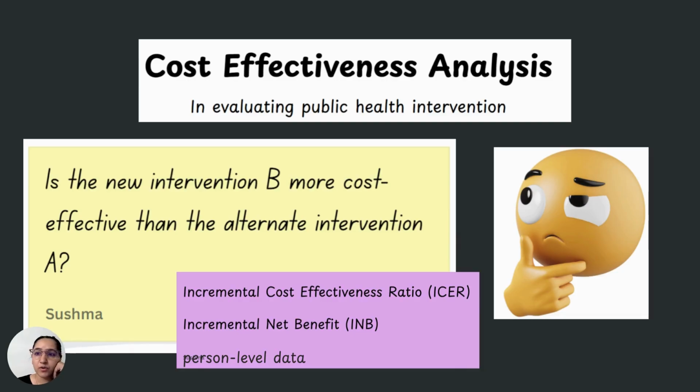Some of the common approaches to answer this question is by estimating the incremental cost effectiveness ratio, also called ICER, and incremental net benefit. It is another approach, and usually both of them are presented together. In this video, I'll present what is ICER and how ICER and its 95% confidence interval can be calculated using person level data in our software.